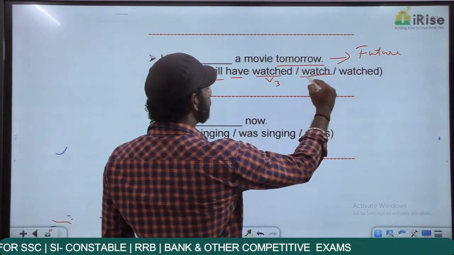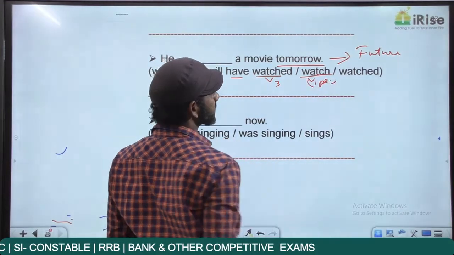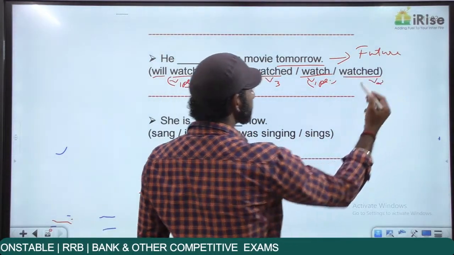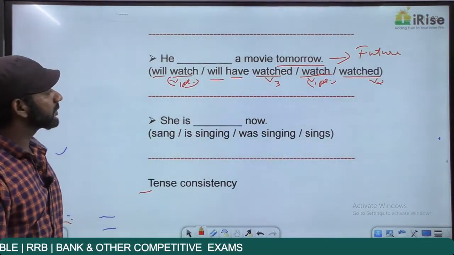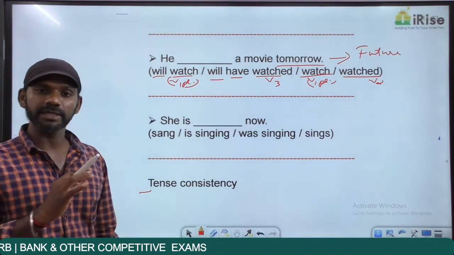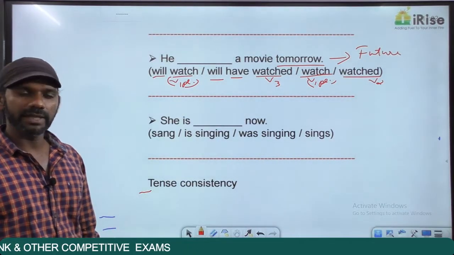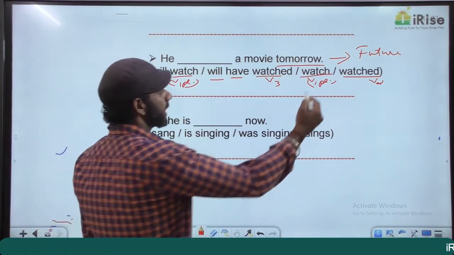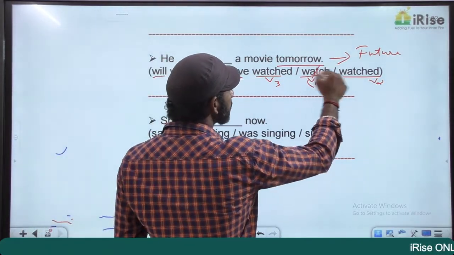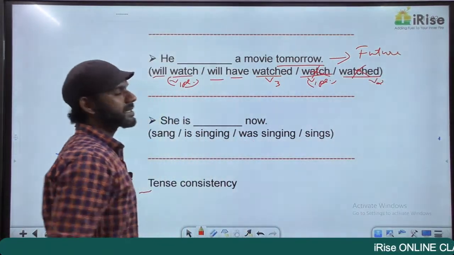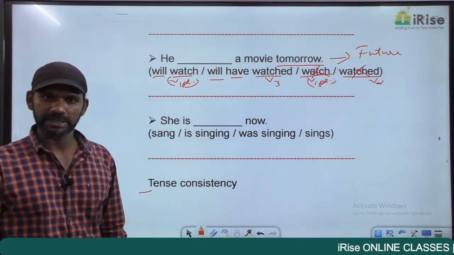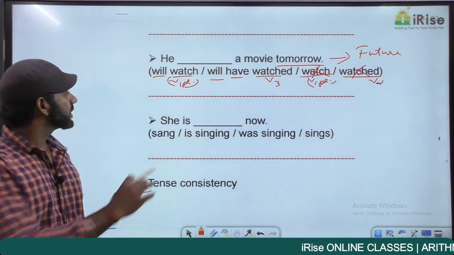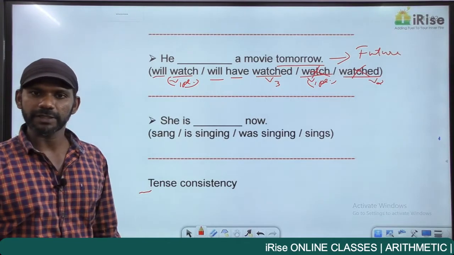Watched is V1 plural, simple present. Watched is V2, simple past. Tomorrow refers to future, so the sentence must be in the future tense. Based on that, we can eliminate two options, and those two are watched and washed. Simple present and simple past are easily eliminated. Now we have just two options left, simple future and future perfect.